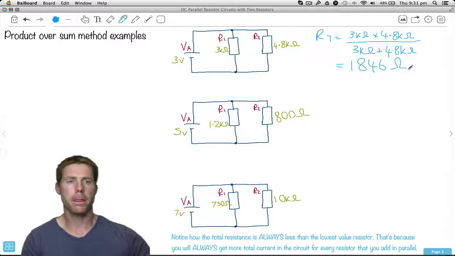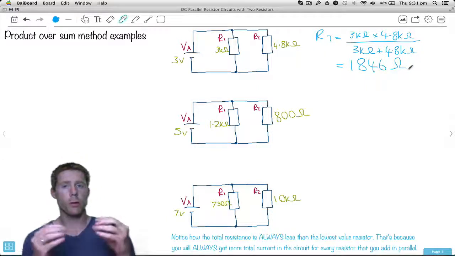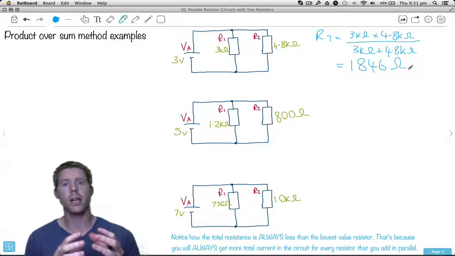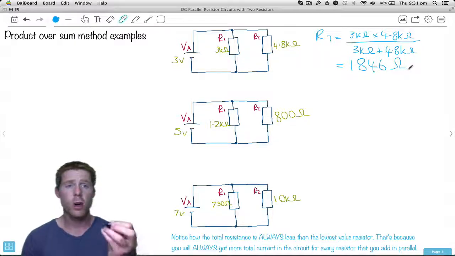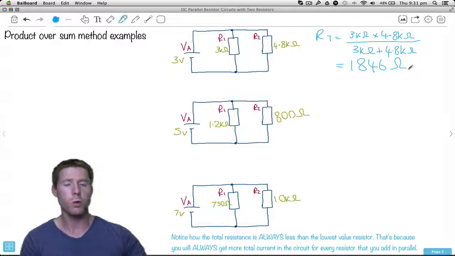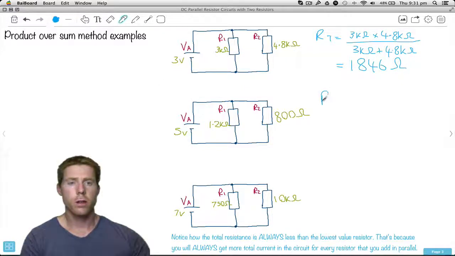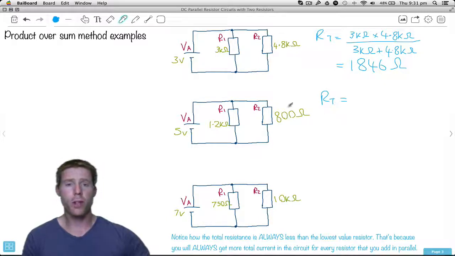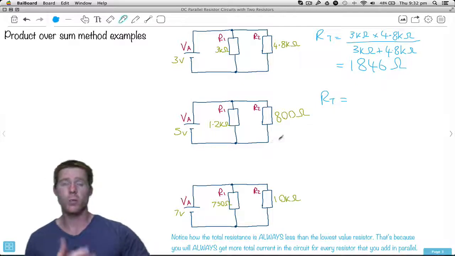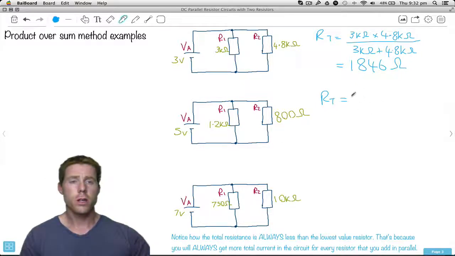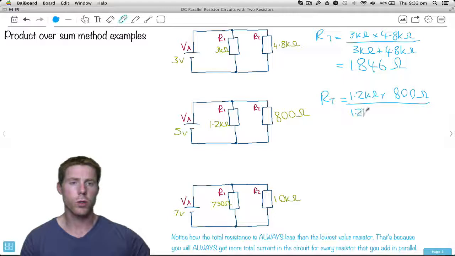1846 ohms. So remember what I was saying before, anytime you put resistors in parallel, you're always going to get a smaller resistance. In this case, 1846 ohms is smaller than the smallest resistor, which is 3K. So even before we do this next example, we know that it's going to be less than 800 ohms. It will always be less than the smallest resistor. So let's do this, 1.2K multiplied by 800 ohms over the sum, which is 1.2K plus 800 ohms.